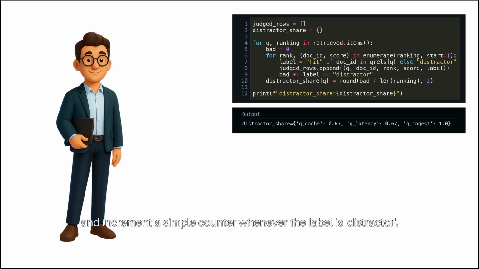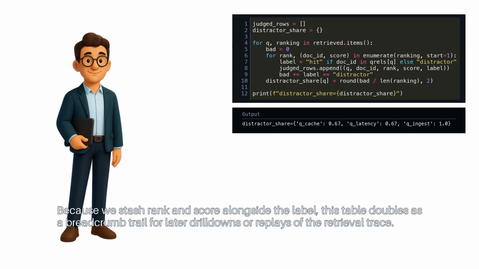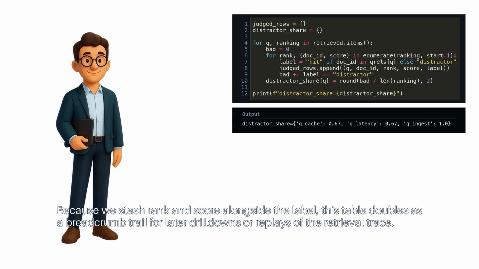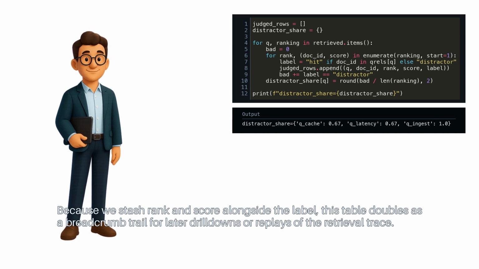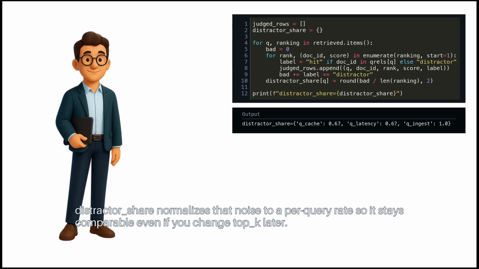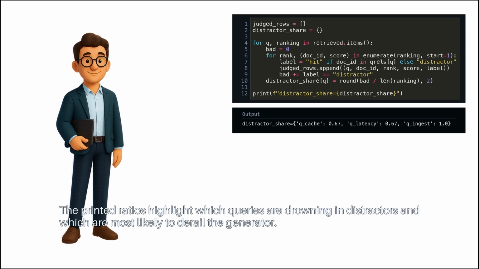rows, and increment a simple counter whenever the label is distractor. Because we stash rank and score alongside the label, this table doubles as a breadcrumb trail for later drill downs or replays of the retrieval trace. Distractor share normalizes that noise to a per query rate so it stays comparable even if you change top K later. The printed ratios highlight which queries are drowning in distractors and which are most likely to derail the generator.